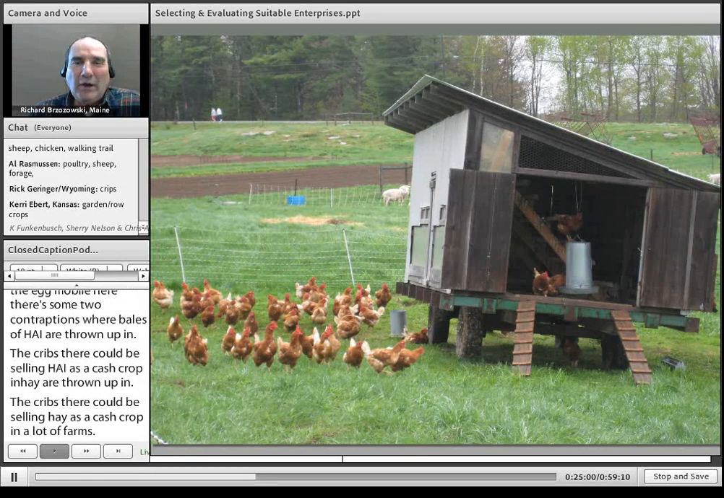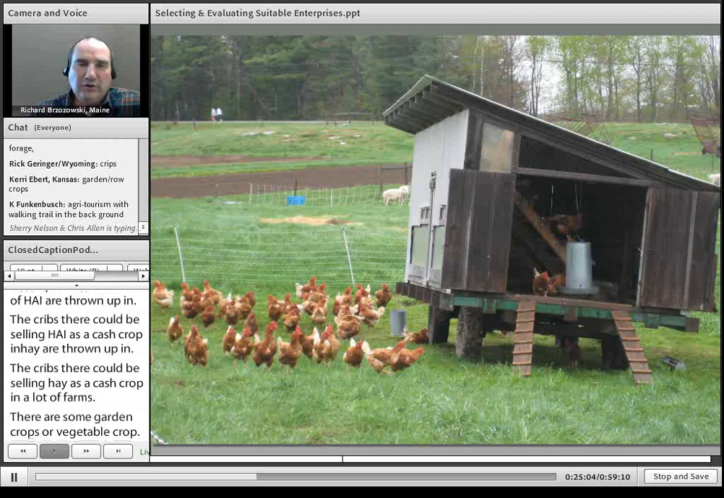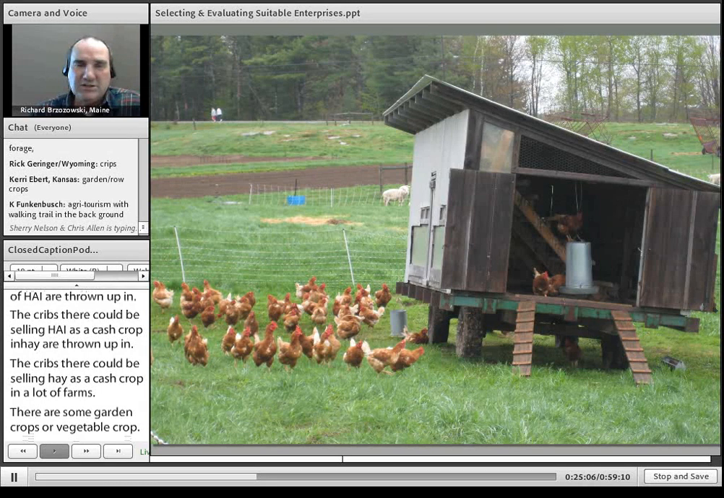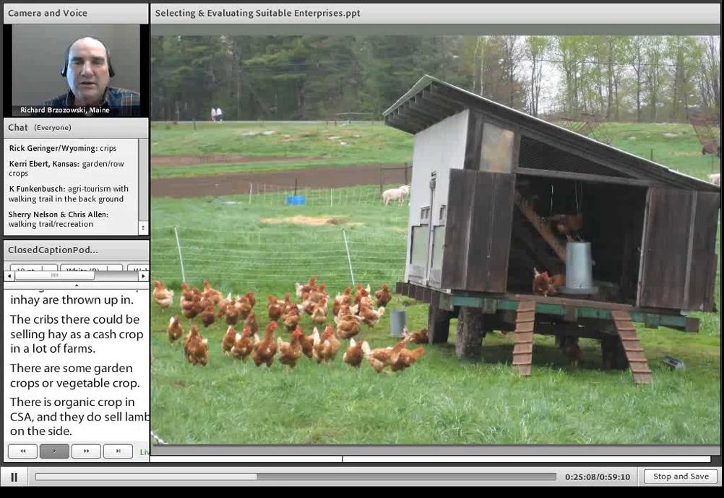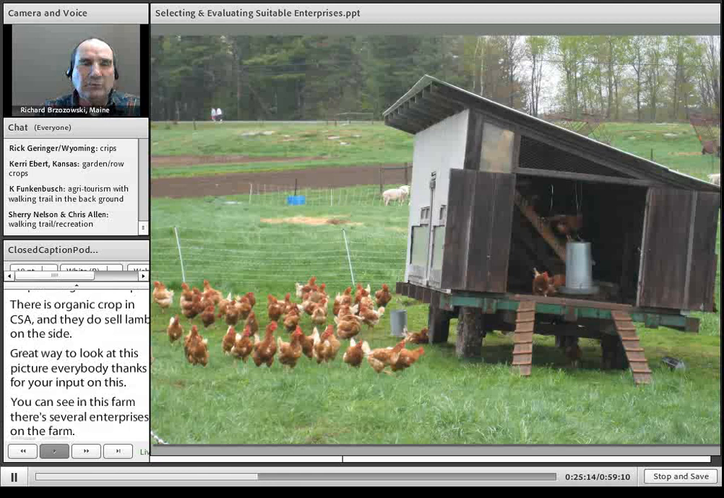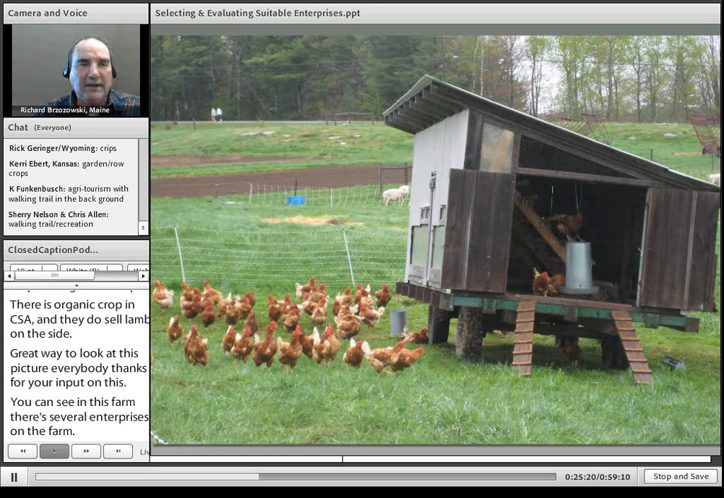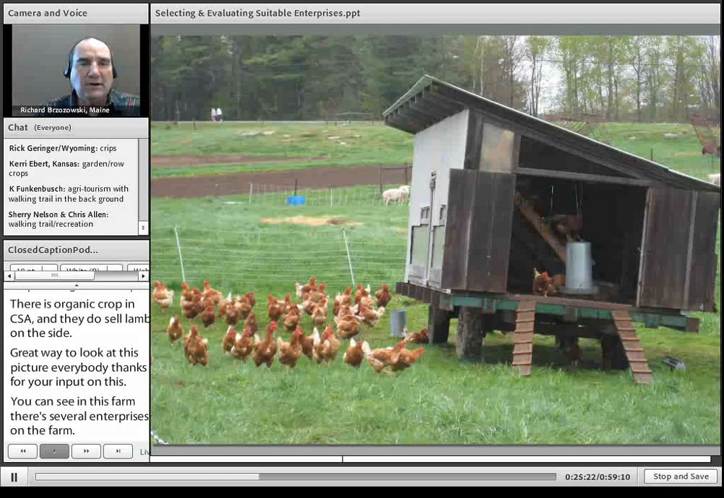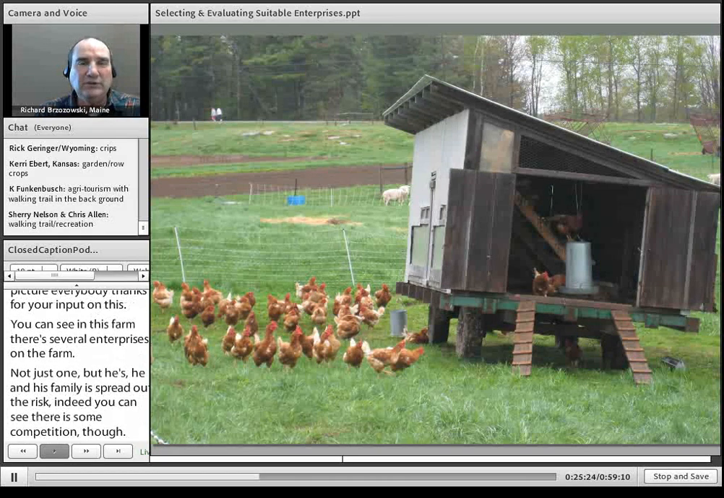Great way to look at this picture, everybody. Thanks for your input on this. So you can see on this farm, there's several enterprises, not just one, but he and his family have spread out the risk. And you can see that there is some competition, though. That tilled soil could have been pasture, but if it was pasture and the lamb crop fails, then you're out. So he's spread the risk.